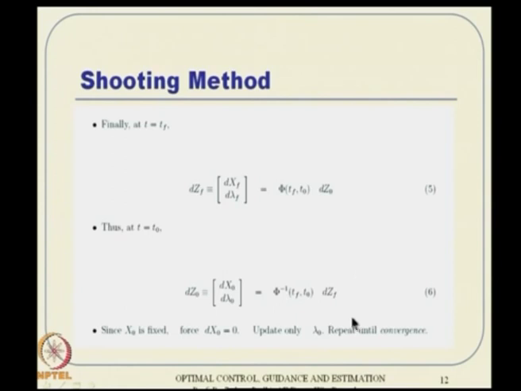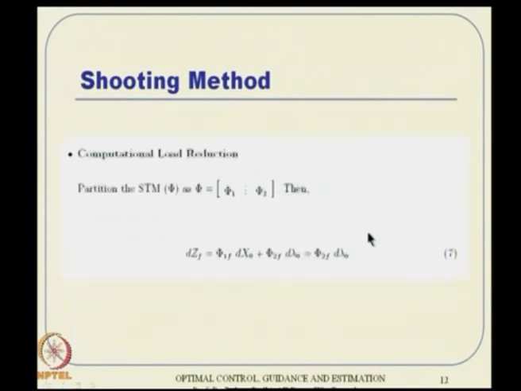Now, we do not want to perturb this dx naught, right? dx naught is fixed and we want to preserve that. So, no matter what we get from the solution, we do not want to consider that. So, we consider this dx naught equal to 0, and we are interested only in updating lambda 0. You can keep on doing that until some convergence happens. But okay, this is fine, if you can implement it this way.